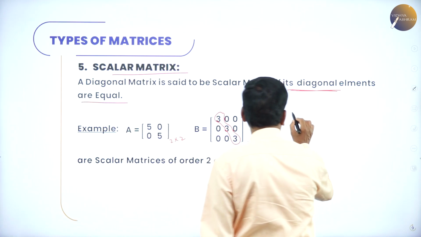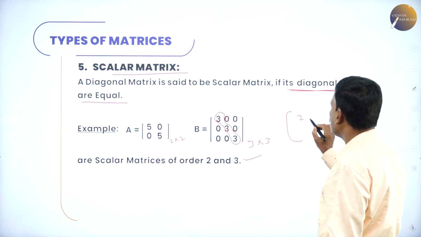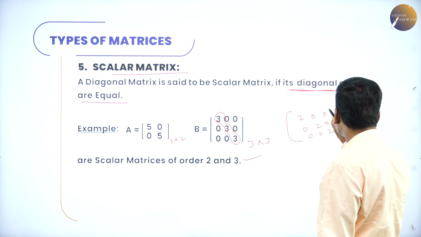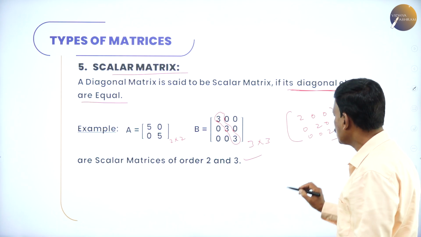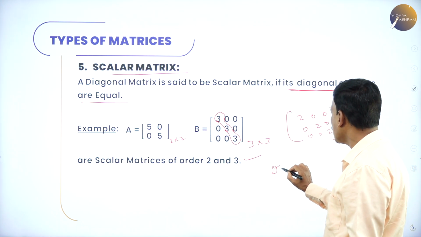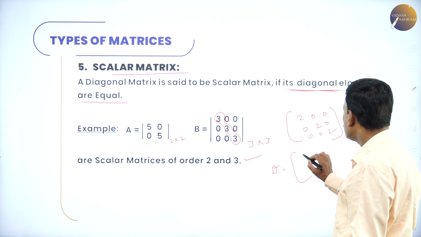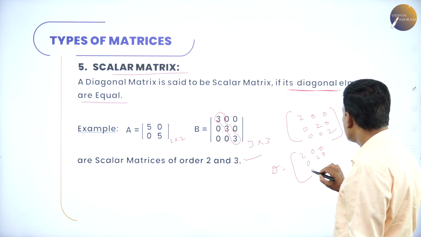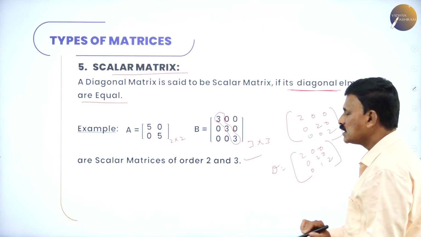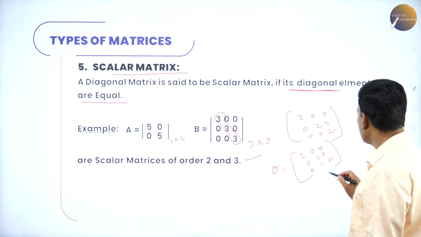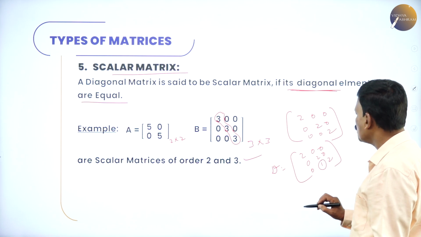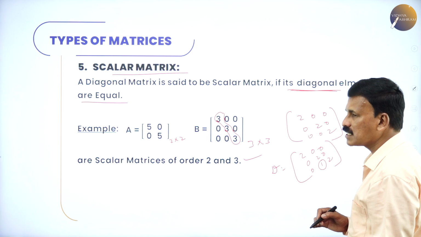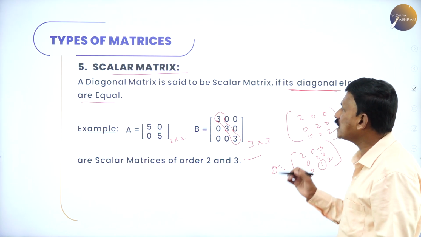This is also another example for a scalar matrix. 2, 0, 0, 0, 2, 0, 0, 0, 2 is an example for a scalar matrix. Suppose if I write like this, 2, 0, 0, 0, 2, 0, 0, 1, 2, then this is not a diagonal matrix because this element 1 is not equal to 0. If this is equal to 0, then only this is an example for a scalar matrix.